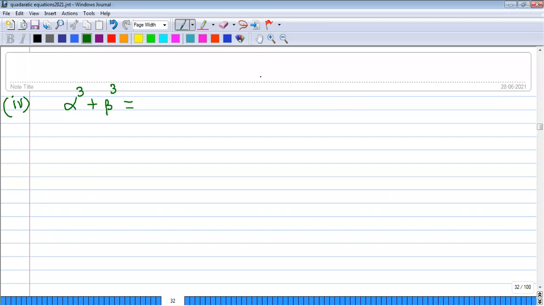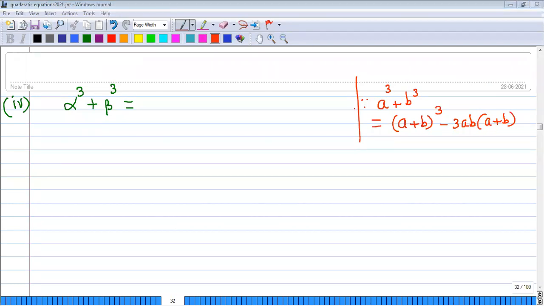Don't worry. So now alpha cube plus beta cube means this is the formula of a cube plus b cube. A cube plus b cube is equal to a plus b whole cube minus 3ab times a plus b. So alpha cube plus beta cube can be written as alpha plus beta whole cube minus 3 alpha beta times alpha plus beta.